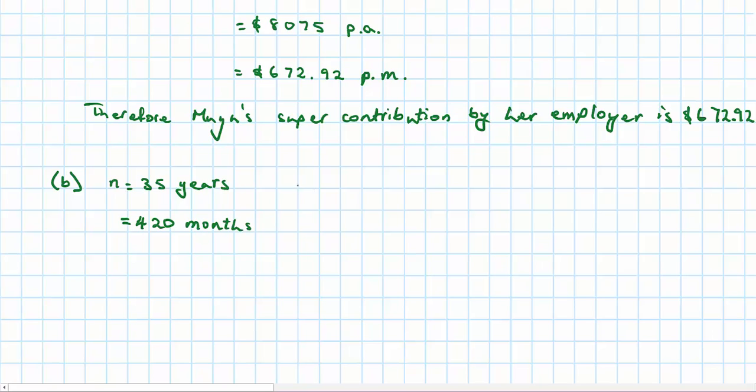The rate was 6% per annum, which is 0.06, but we need to divide that by 12. So that's 0.005 per month. And then we have the amount being invested on a monthly basis.